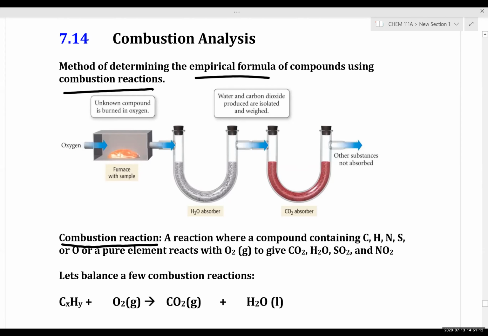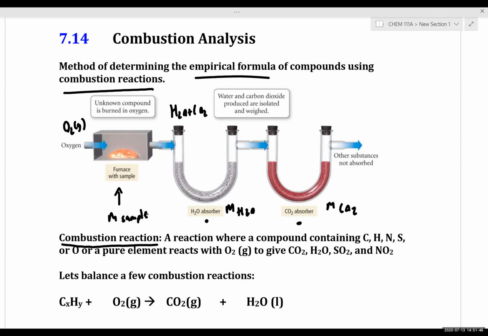So for example, you have your sample and you expose it to excess oxygen gas under controlled conditions. That reaction then generates water and carbon dioxide, and the absorbers will pick up the water and carbon dioxide, and you can then weigh them to determine the mass of water and the mass of carbon dioxide generated from the combustion of a known mass of your sample.